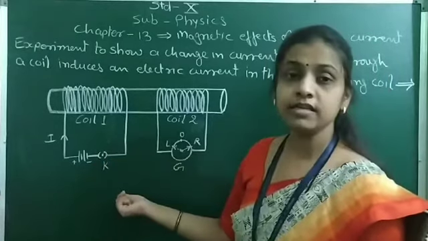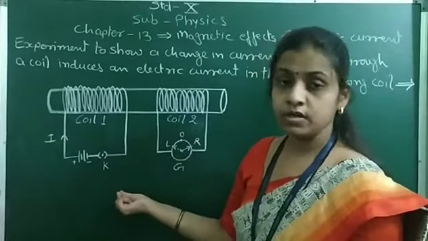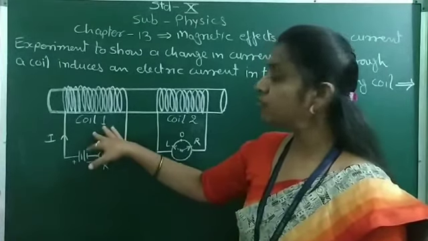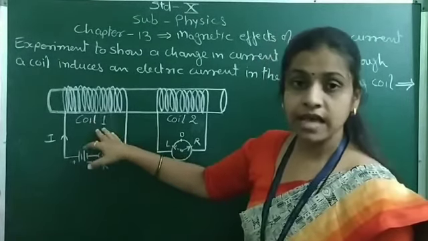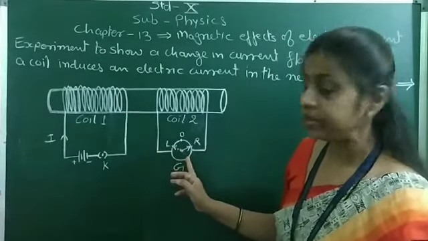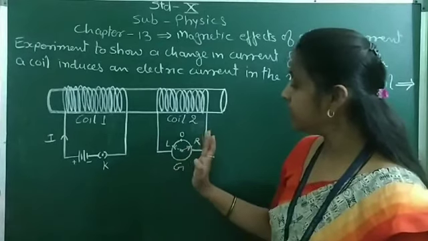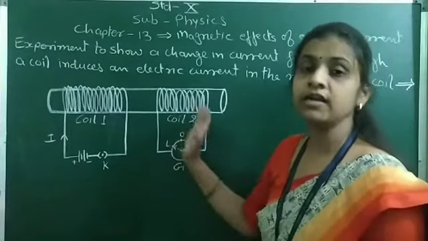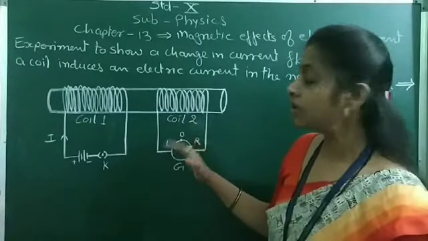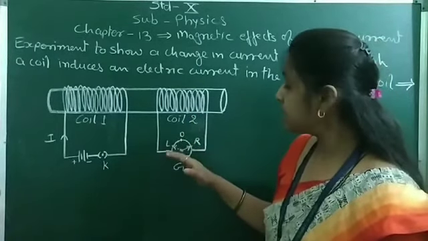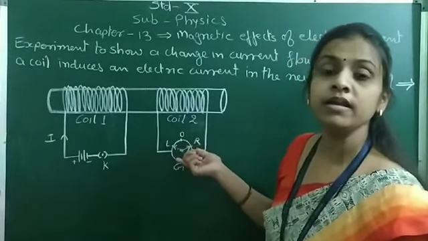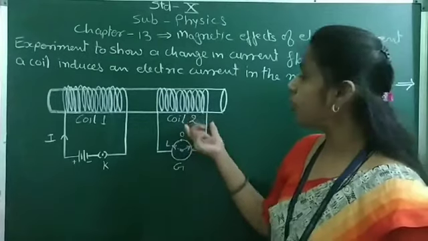Now disconnect the key, or the key is open. As we disconnect the key, current does not flow through the coil. Again, if you observe the galvanometer, it deflects towards left and again comes to 0. That is, it again shows a momentary deflection towards left, which indicates that a momentary current is induced in coil 2.